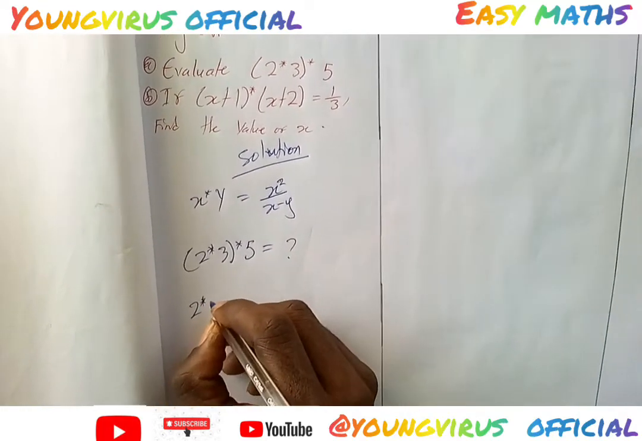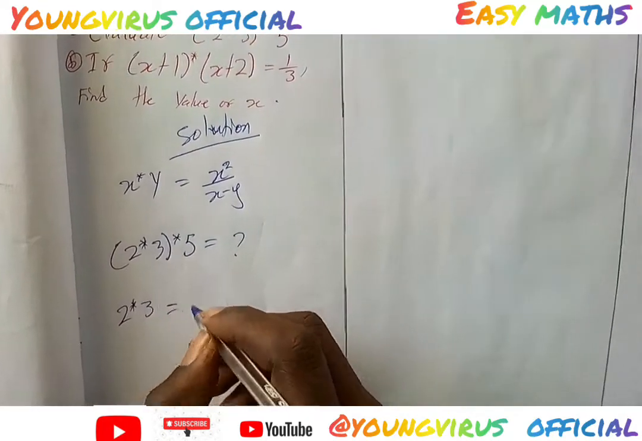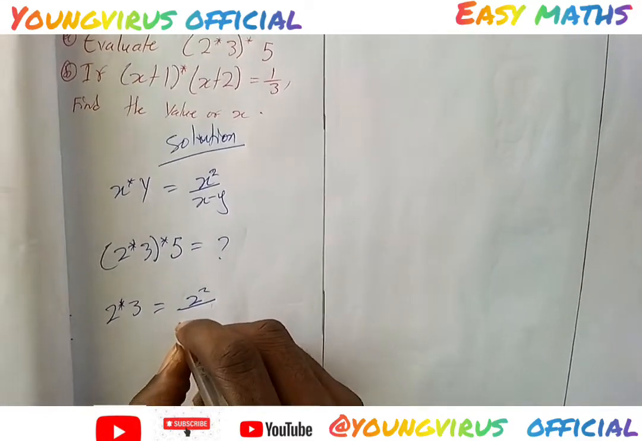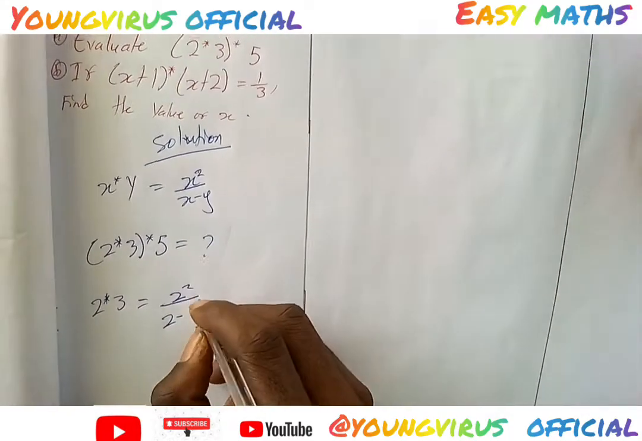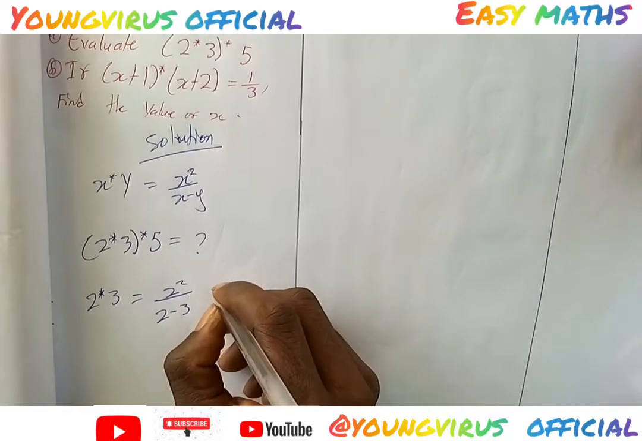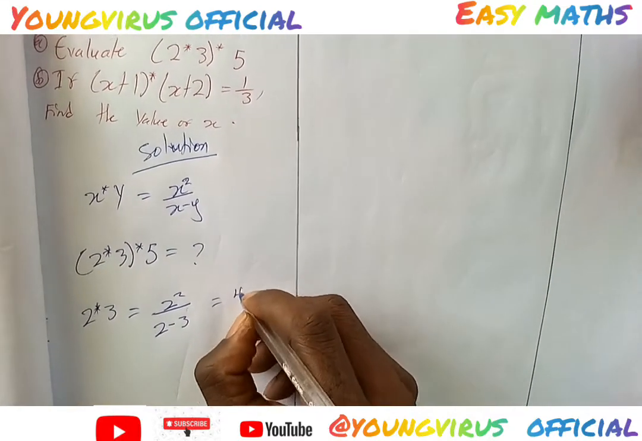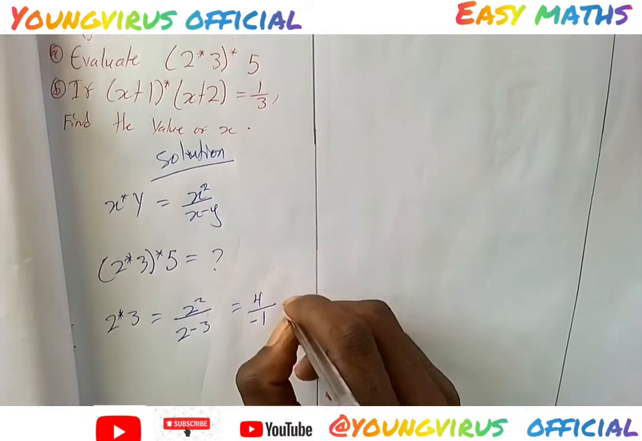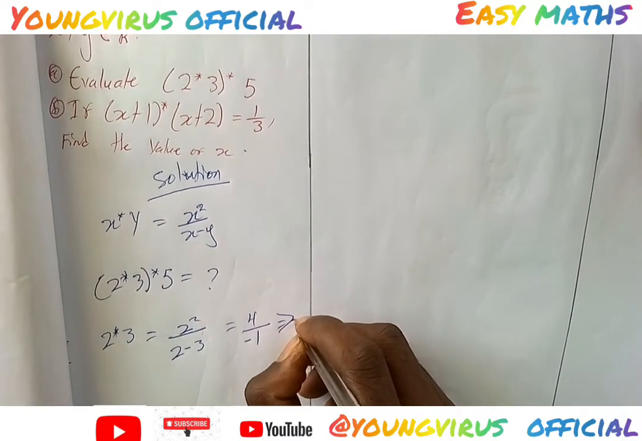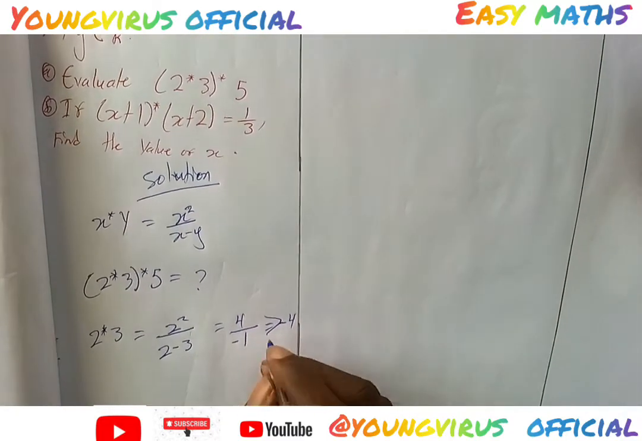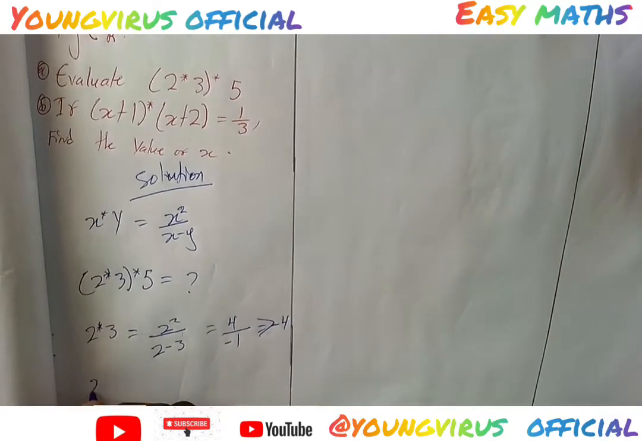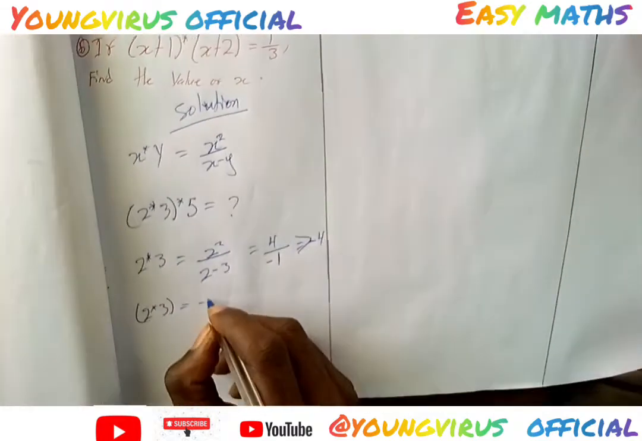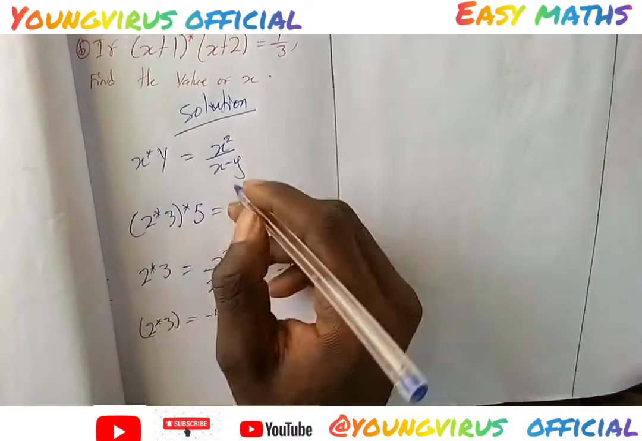So first, 2 ∘ 3 will be equal to 2 squared over 2 minus 3, which will be given as 4 over negative 1, which is equal to negative 4. So we now know that in place of (2 ∘ 3), we'll be putting negative 4.